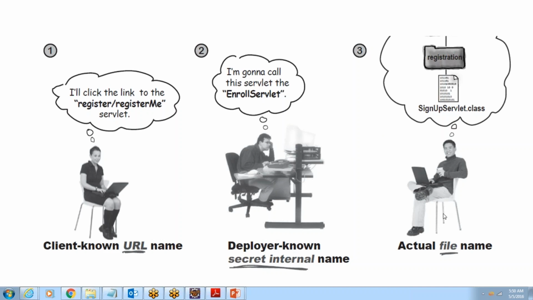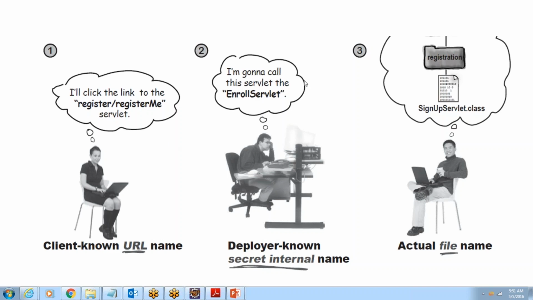So the developer will write the code, and the code that is written by the developer is given to the deployer. Now the developer has given the name as sign up servlet. When this sign up servlet has been given to the deployer, they will give an alternate name to the servlet. The alternate name that they are giving to the servlet is enroll servlet.